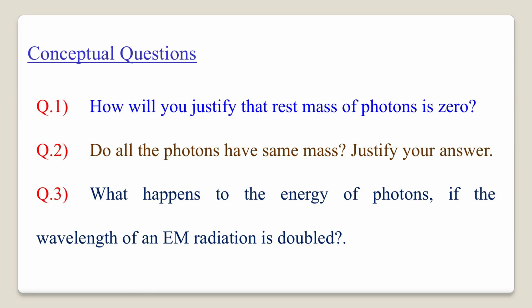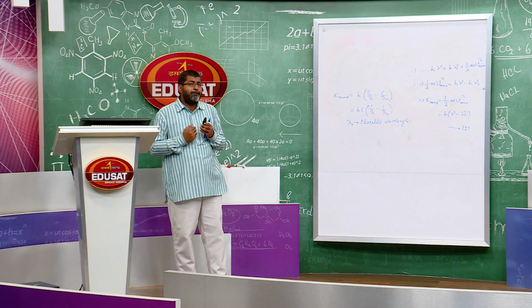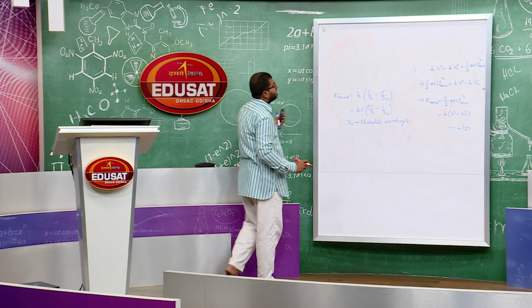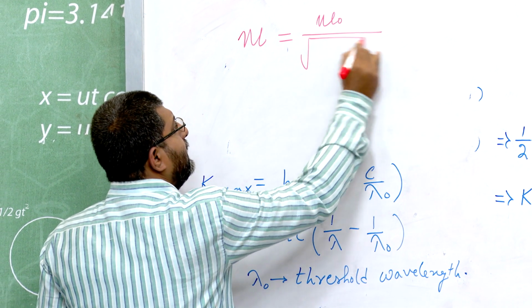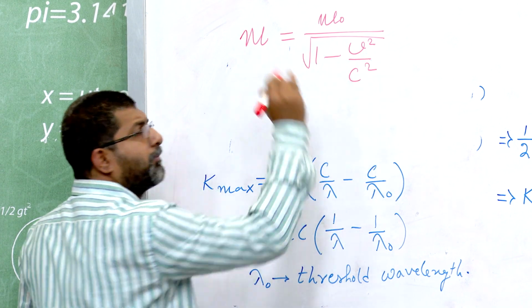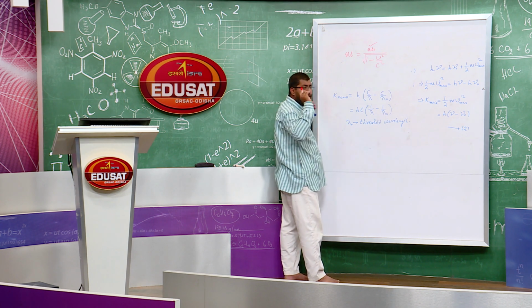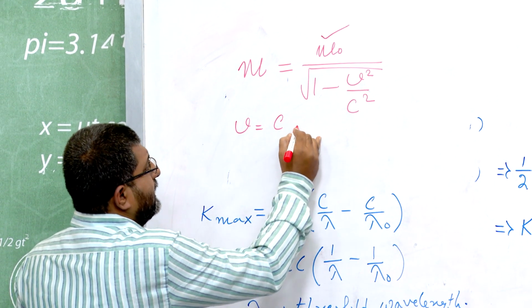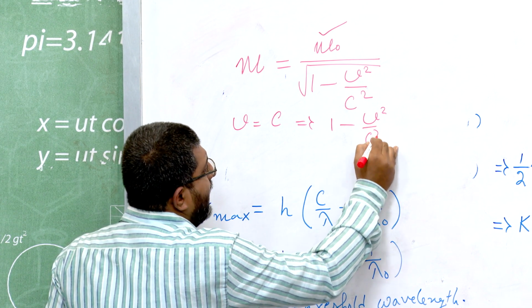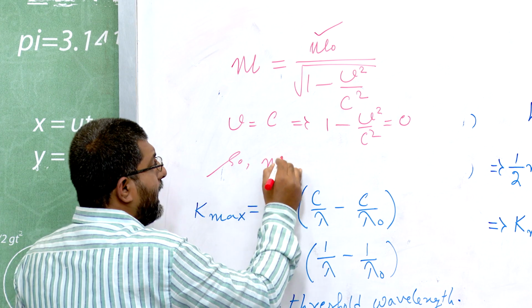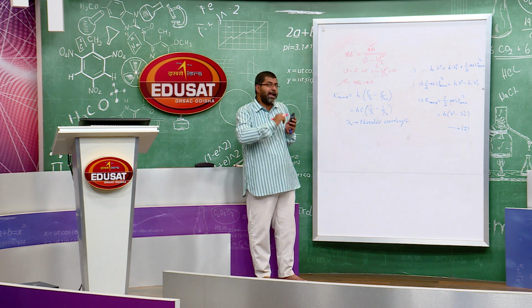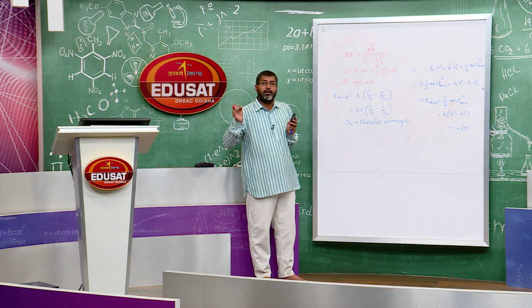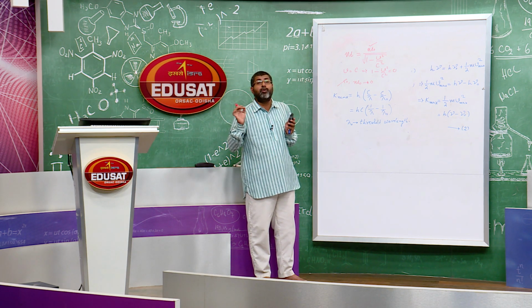Now, with this we can discuss certain conceptual questions: how will you justify that the rest mass of a photon is 0? When something moves with the speed of light, the mass variation formula is m = m0 divided by the square root of 1 minus v square by c square, where m0 is the rest mass. For a photon v = c, which implies 1 minus v square by c square = 0, so m0 tends to 0. So the rest mass of a photon is 0. What do we mean by that? We cannot have a photon at rest. A photon is simply energy radiation moving with the speed of light.